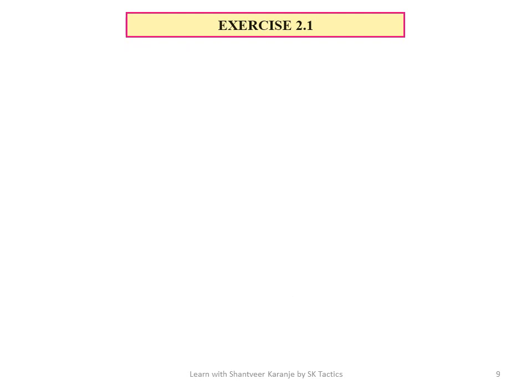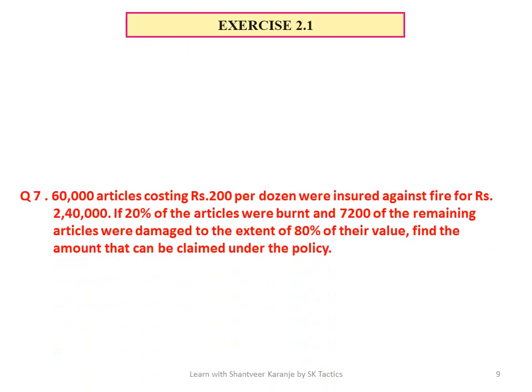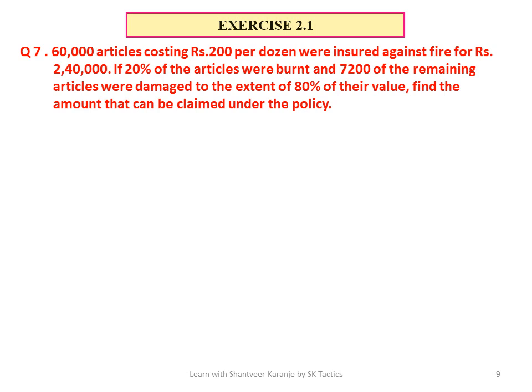To move ahead, next is question number 7. 60,000 articles costing rupees 200 per dozen were insured against fire for rupees 2 lakh 40,000. Here in your textbook it is a misprint: instead of 60,000 it is printed 6,000, so make it correct. 2 lakh 40,000.